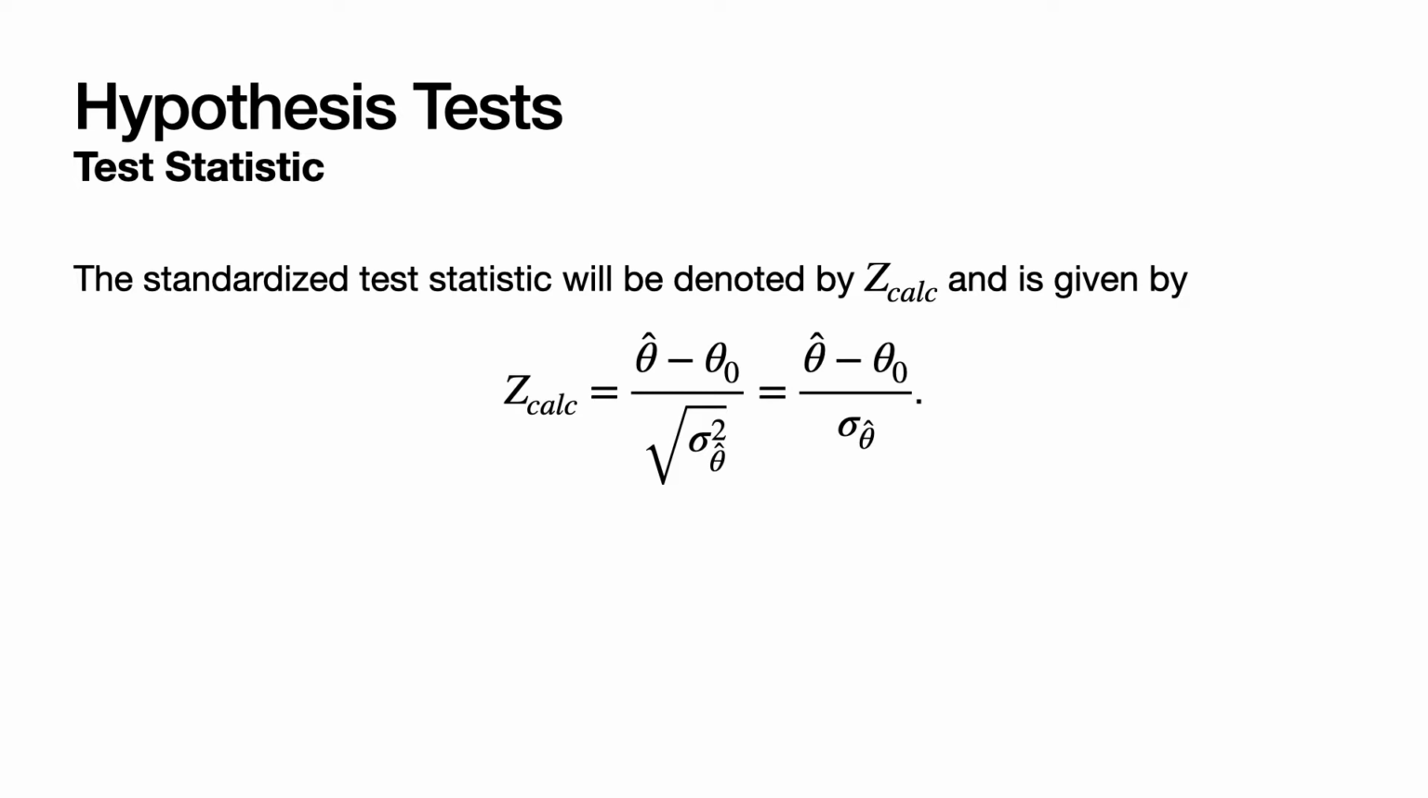Now the test statistic that we'll use in performing these tests will be the standardized version of theta hat. And in the context of a hypothesis test, we'll call this a test statistic z-calc. And so z-calc is equal to the difference theta hat minus theta 0, where again theta 0 is the hypothesized value of theta in the null hypothesis. And then we divide that difference by the standard deviation of the difference, which is represented either by the square root of sigma squared sub theta hat or by sigma theta hat.